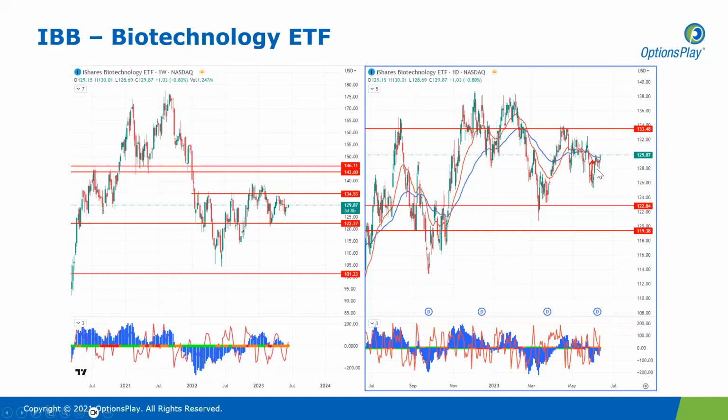Instead, we had a pullback, but on an intraday level, multiple rejections of 128. Yesterday's price action was quite bullish, breaking above its exponential moving averages. This could signal a continuation higher for biotechnology to our first initial target of 133. Our second target is 138. So far, biotechnology as a trade idea is doing quite well. I also expect momentum to turn positive quite soon.